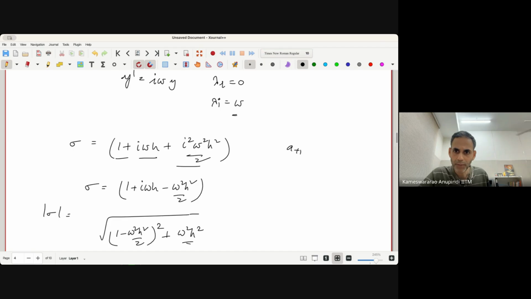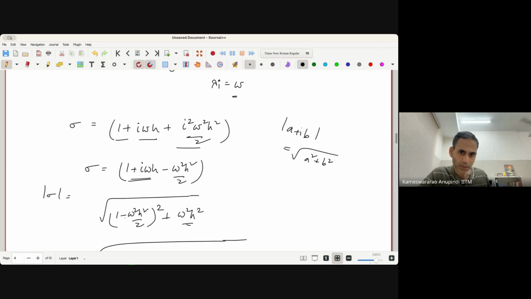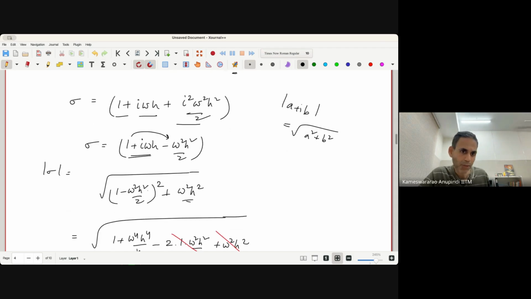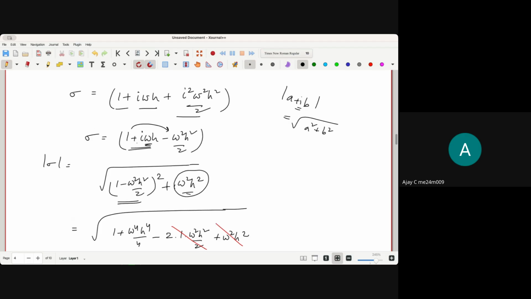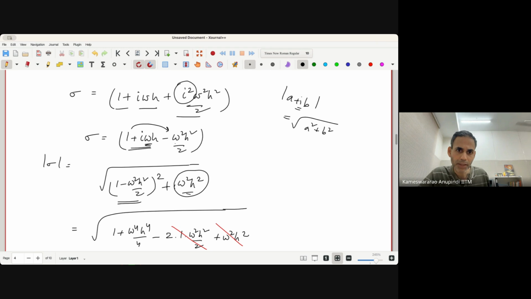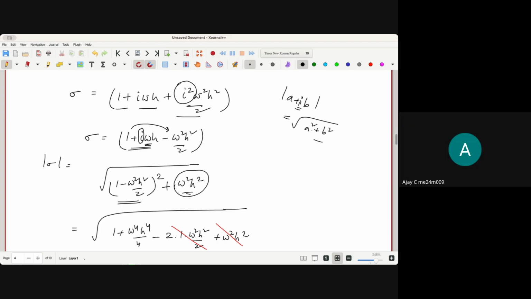If we have a plus ib, the magnitude of a plus ib is the square root of a squared plus b squared. So for 1 plus i omega h, 1 minus omega squared h squared is the real part, plus i omega h, which is the imaginary part, like ib. Here i squared becomes -1, but you will not consider i squared here, because this is the imaginary part. So the magnitude of a plus ib is the square root of a squared plus b squared. Understood, sir.